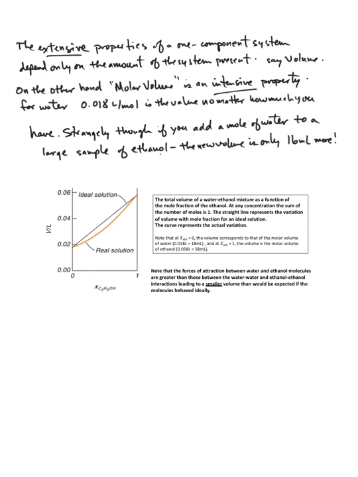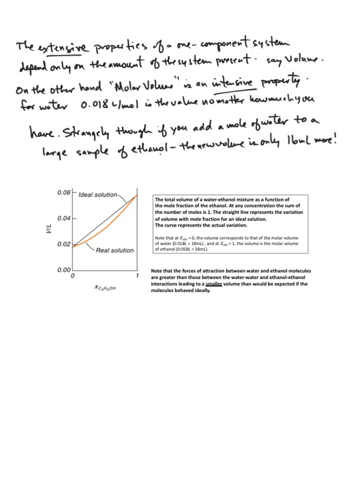For water, a mole of water is 18 milliliters or 0.018 liters, no matter how much you have. If you have the gallon of water or the thimbleful, the molar volume is going to be the same. Now this is what's strange. If you add a mole of water to a large sample of ethanol, the new volume is only 16 milliliters more than it would be if you added it to a large sample of water. You're thinking, how can that possibly be?